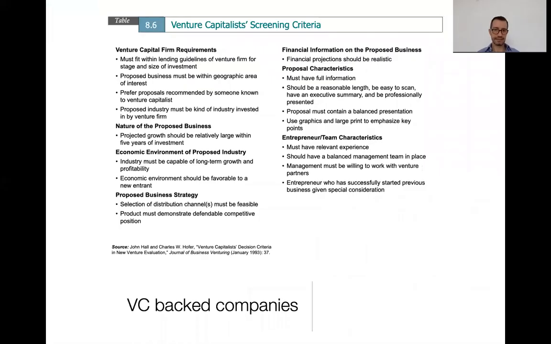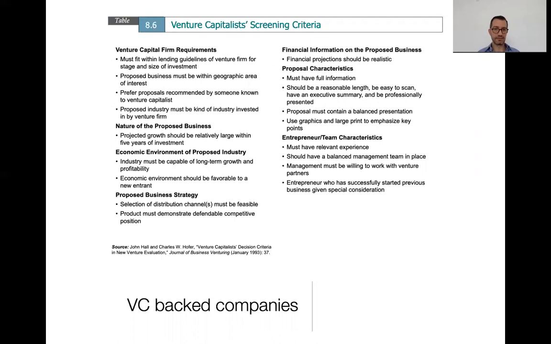Here is another slide taken from an academic research. Again, it tells you more or less the same things. What are the screening criteria, the venture capital firm requirements, or are you meeting the basic requirements: investment size, age of the company, industry. So very basic fit between the venture capital and the firm.